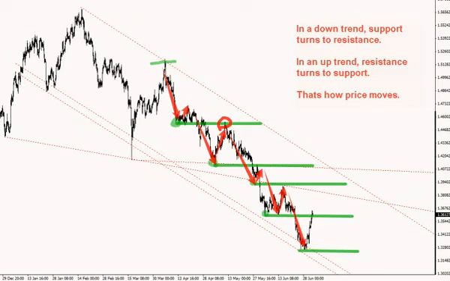You'll find this setup on practically every time frame, from 5 minute, 15 minute, hourly, weekly, and it's something that I find useful for intraday trading and as well for position trading.